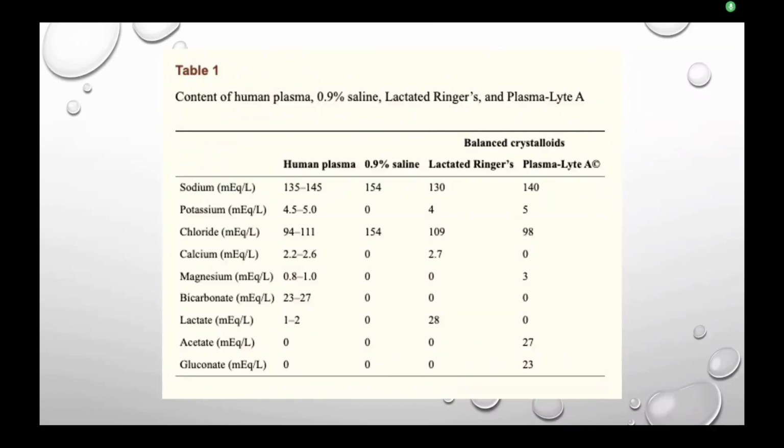So the most common fluids that we chart on the wards are normal saline and lactated ringers. This table shows the electrolytes present in both and what is present in the human plasma. As you can see, the lactated ringers resembles the human plasma more than normal saline does. And in this lecture, I'll advocate for more use of lactated ringers, and I'll tell you why.